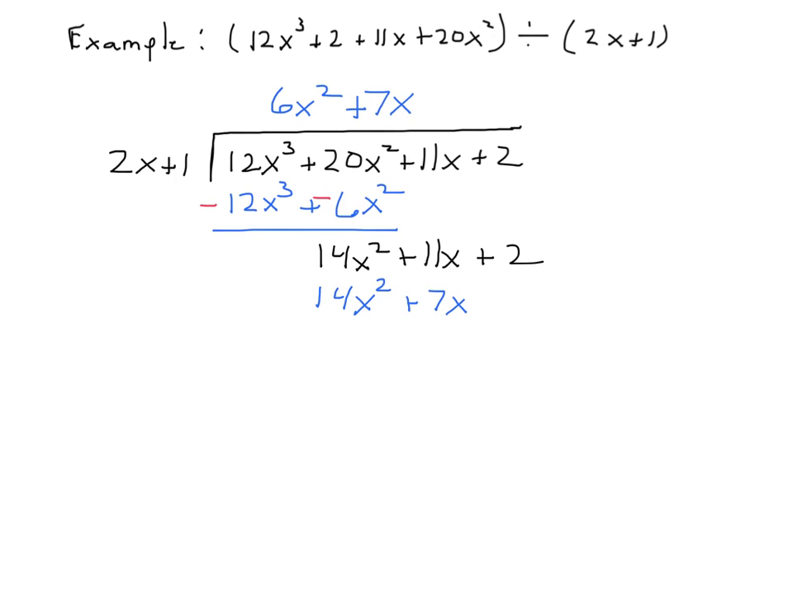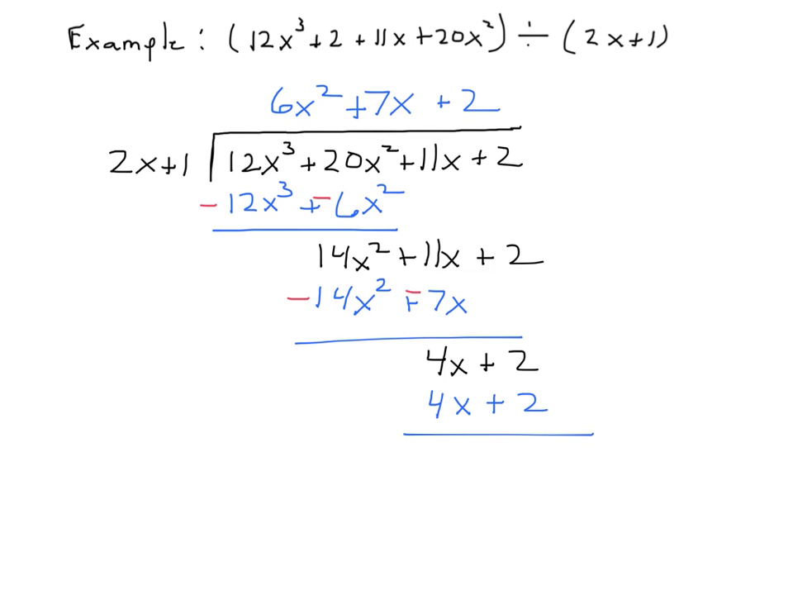And then, like we did before, I will now subtract everything. When I go through and do the subtraction, 14x squared minus 14x squared drops out. 11x plus a negative 7x is going to be 4x, and the 2 comes down. The next thing I have to do is do the whole thing again. What do I have to multiply the 2x by to make it look like 4x? Well, the answer is going to be 2. So I will put a plus 2 up here. And when I take 2 times the 2x plus 1, I will get 4x plus 2.